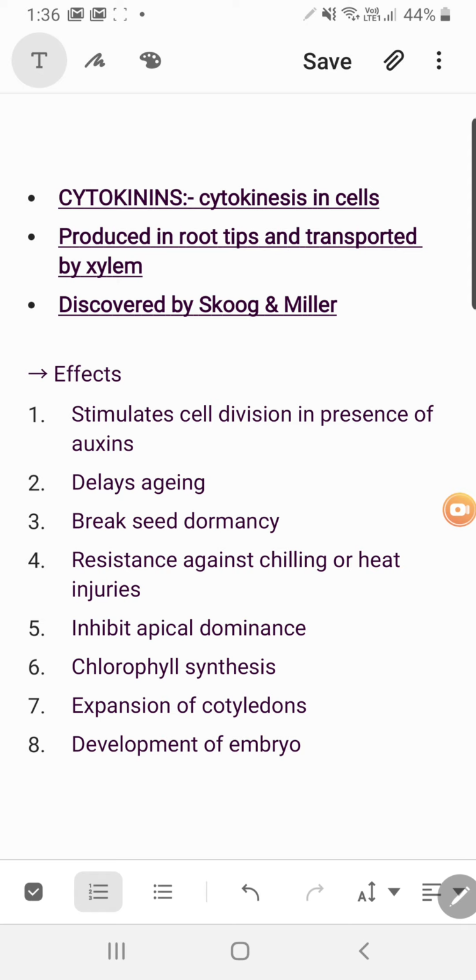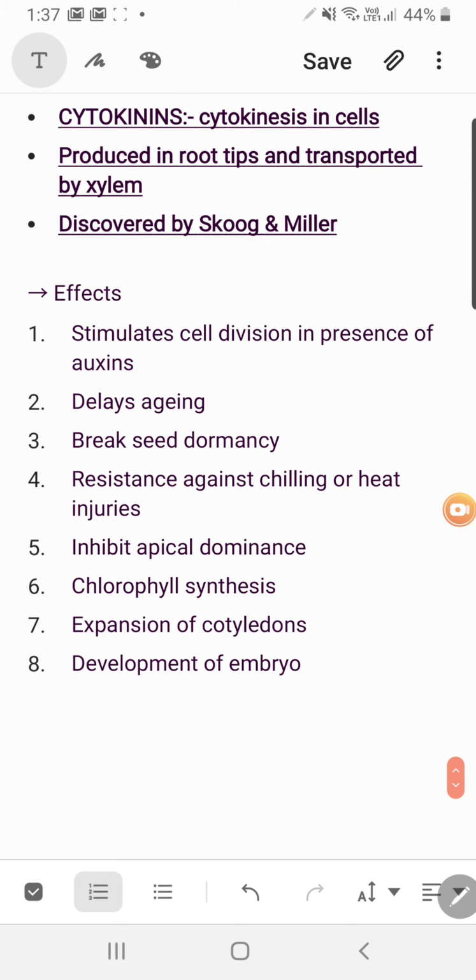Now please see the location. Auxins and gibberellins are present at the meristematic areas, that is root tip and shoot tip, but cytokinin is specifically produced in root tips, and when it has to get transported all along the length of the plant, it will be joining the xylem channel. This hormone was given by Skoog and Miller. You have to learn this.